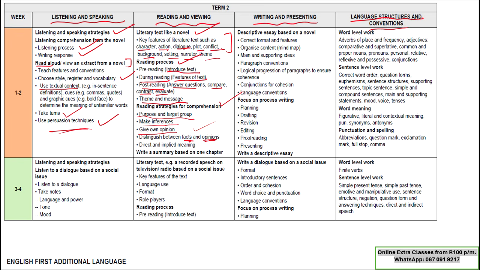And then here we can see that we have descriptive essay based on a novel. Okay, and then we also have focus on writing processes. So we have different writing processes. So we can see that we have planning, we have drafting, we have revision, we have editing, we have proofreading, and then we also have presenting, right? And then lastly, we have language structures and conventions.